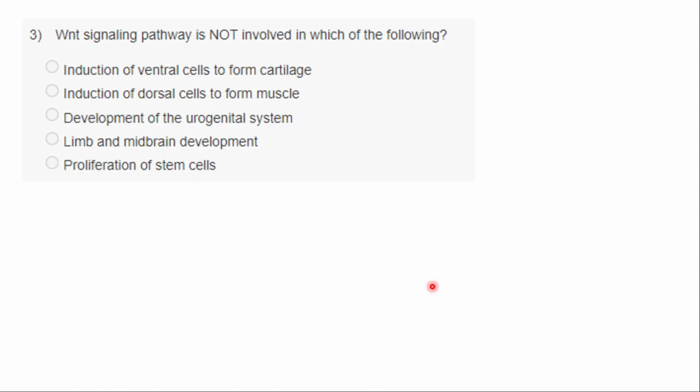Now this is a direct question. If you know about the properties of Wnt signaling and where you find it the most active, you might be able to answer this question. Induction of ventral cells to form cartilage, induction of dorsal cells to form muscle, development of the urogenital system, limb and midbrain development, proliferation of stem cells. So Ajay has already answered option 1. Let us check if option 1 is the correct answer or not. Option 1 is the correct answer. Induction of ventral cells to form cartilage. Wnt signaling is not involved in induction of ventral cells to form cartilage.